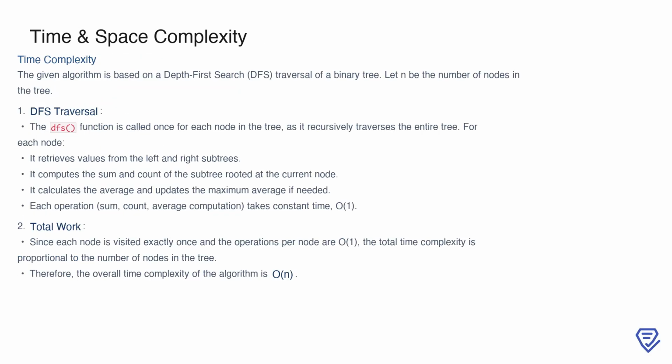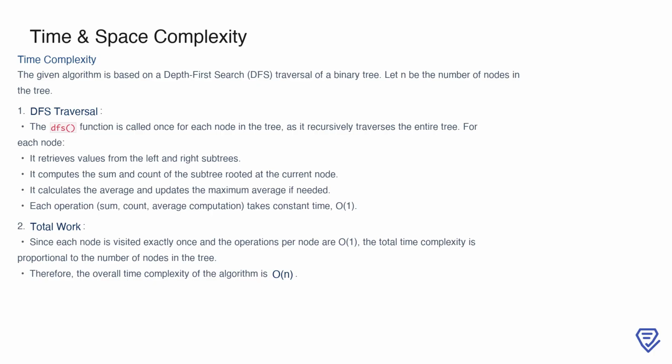The time complexity of this algorithm is determined by the depth-first search traversal of the binary tree. Since we need to process every node in the tree, the DFS function is called once for each node. Within each call, the algorithm retrieves values from the left and right subtrees, computes the sum and count of the current subtree, calculates the average, and updates the maximum average if necessary. Each of these operations takes constant time, or O(1).